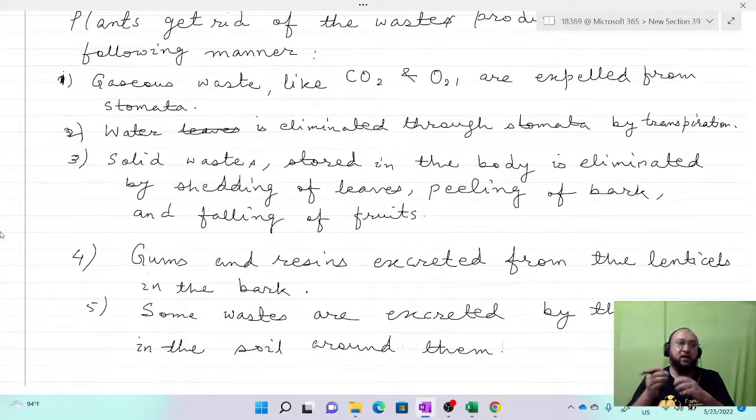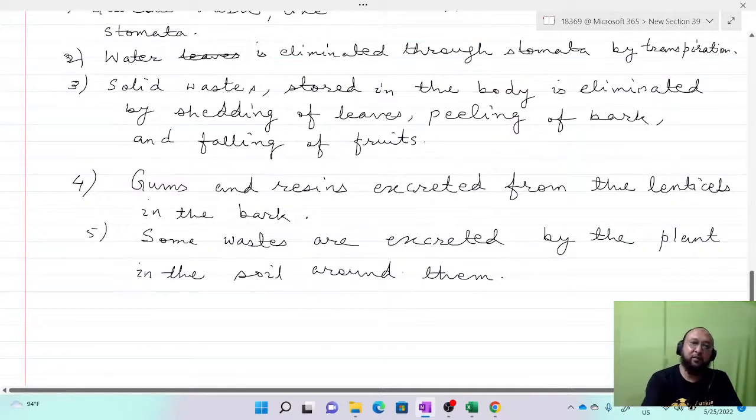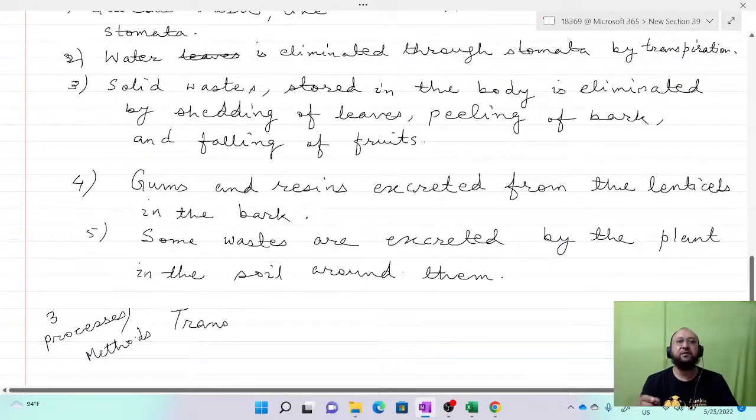That is the gaseous exchange, storing, and diffusion, transpiration. So basically, three important processes are involved. I'll write them. One is transpiration, for removal of water. So three processes, or we can say methods, and how they differ from animals. Number one is transpiration.